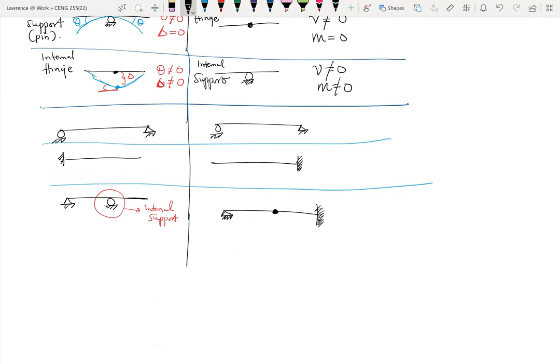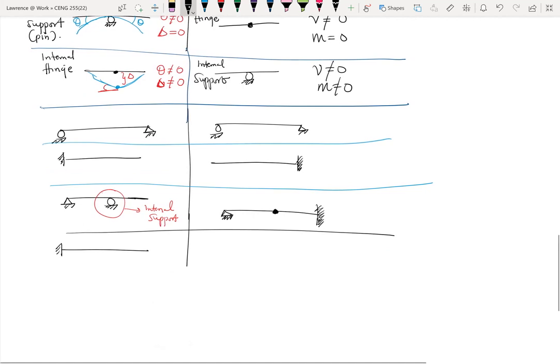There are many more examples. Let me just do one more, then I think we should be good. Let's say I have this pretty huge structure. There's a fixed end, there's an internal support, there's also an internal hinge, and then there's a pin at the end. Let me label them so that it becomes easy. So this is A, B, C, and D.